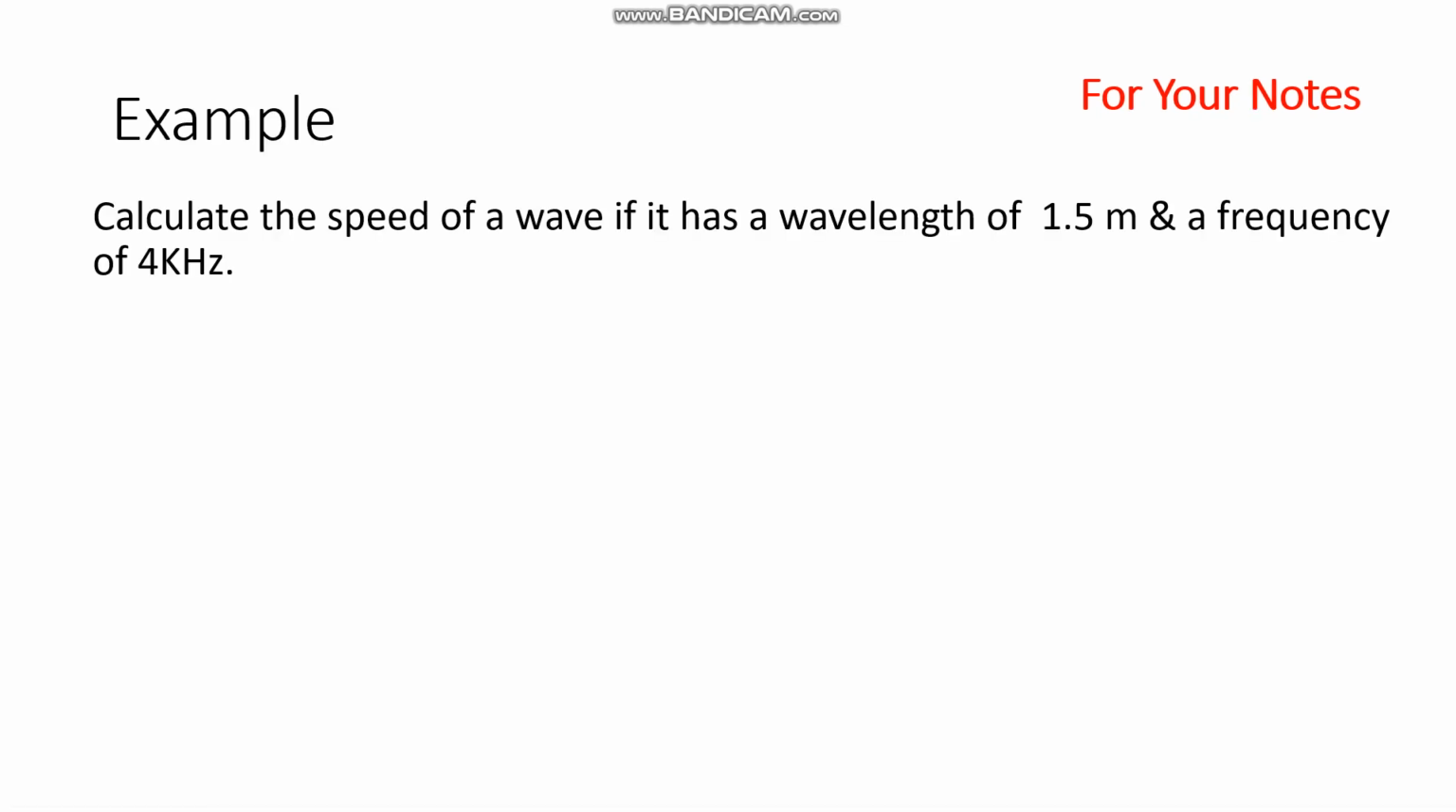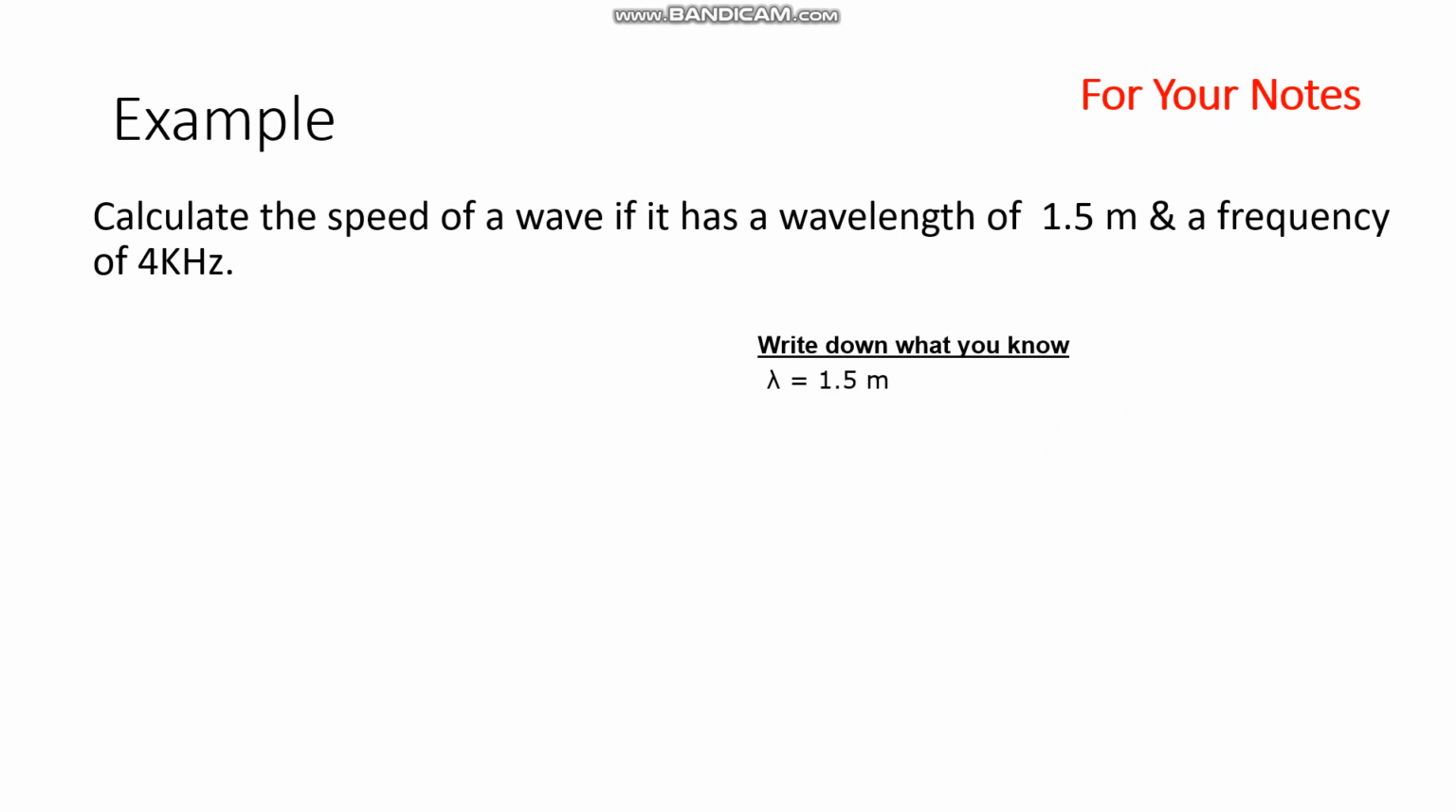Okay, I would also like you to make a copy of the example in your notes, please. So the example question: calculate the speed of a wave if it has a wavelength of 1.5 meters and a frequency of 4 kilohertz. Now, as always with these mathematical problems, I usually get you to write down on the right hand side the information in the question. So you're going to do that, write down what you know.